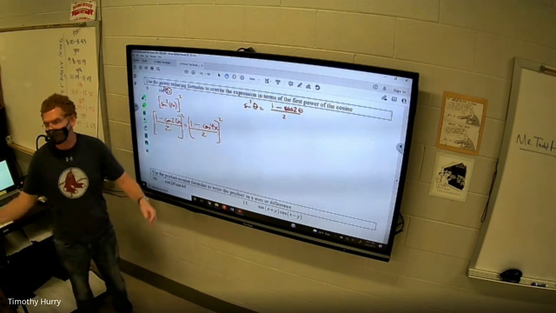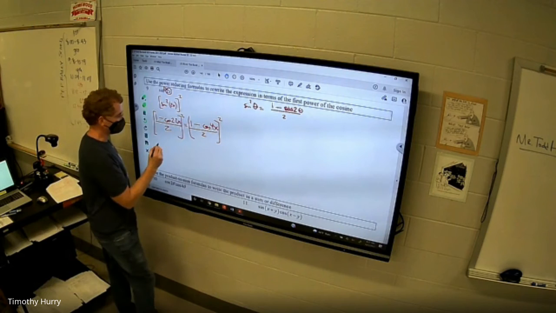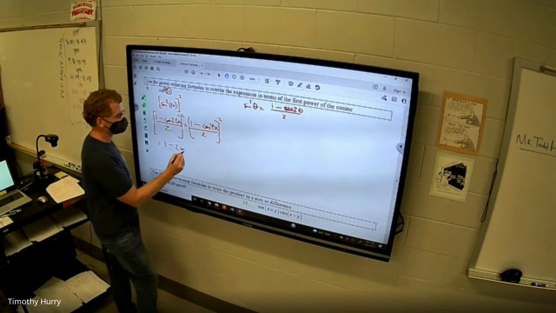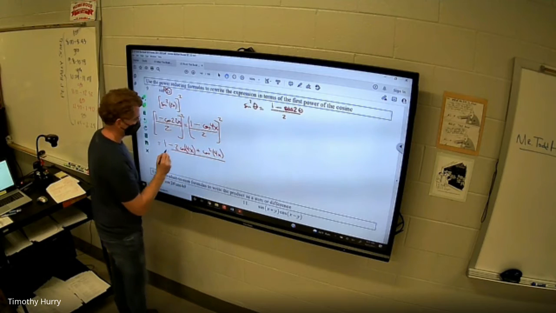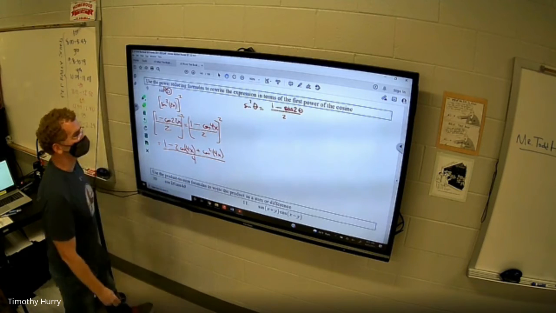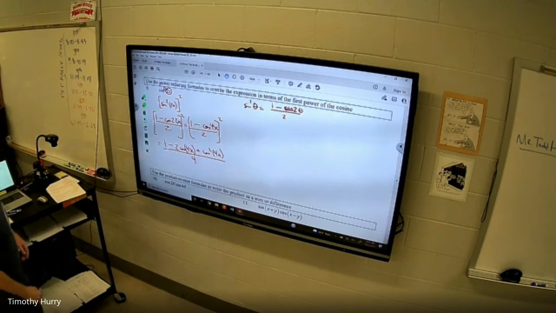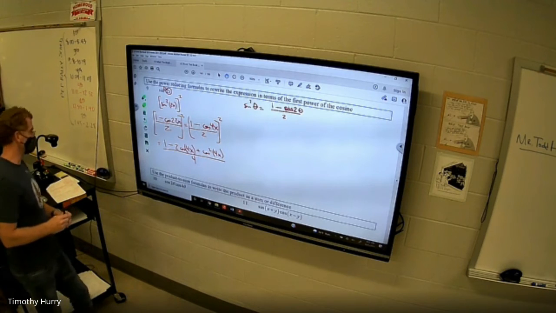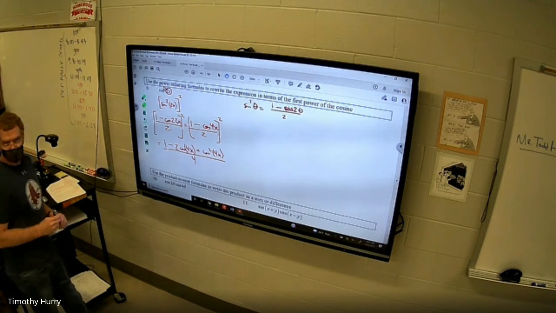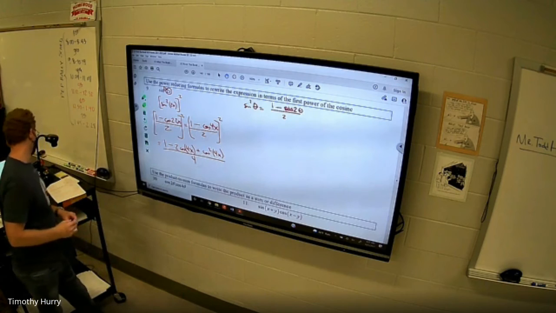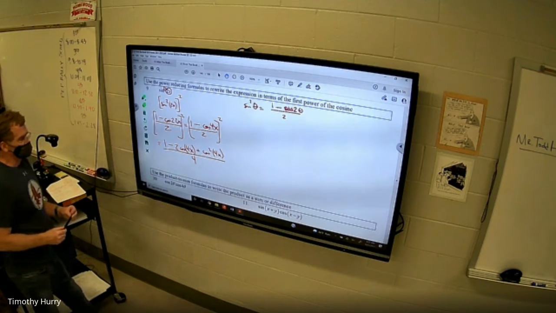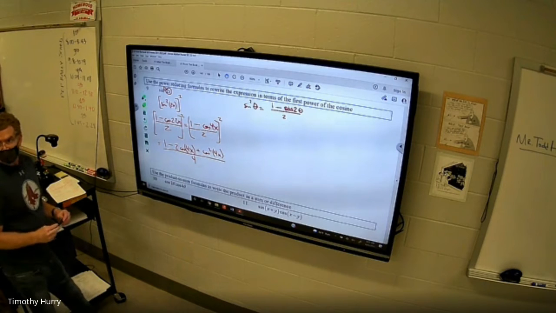What if I just FOILed it out and cleaned it up? I could get (1 minus 2 cosine of 4x plus cosine squared of 4x) over 4. Now it said first power of cosine. Do I have first power of cosine right now? No? Well, what can I do then to make this right here the first power of cosine? How about another power reducing?